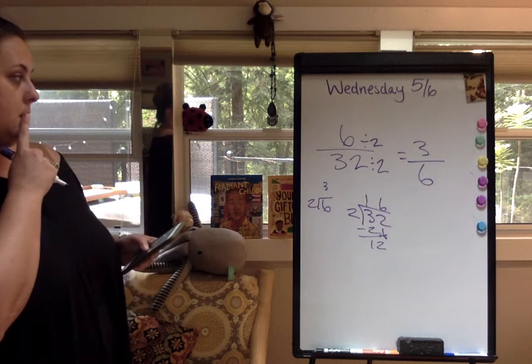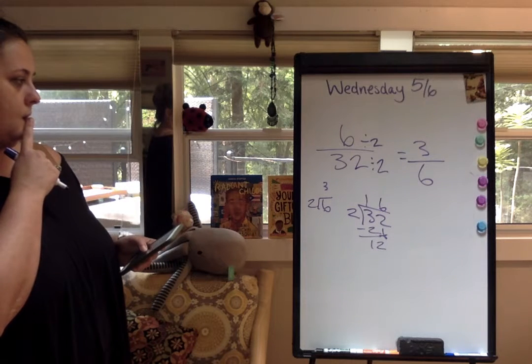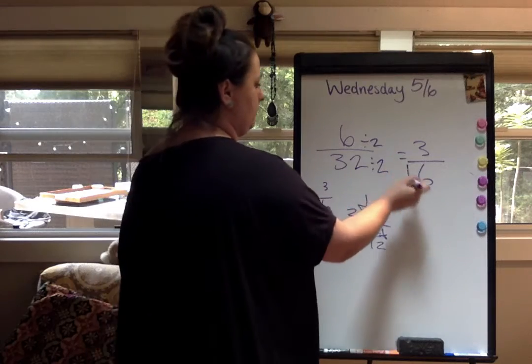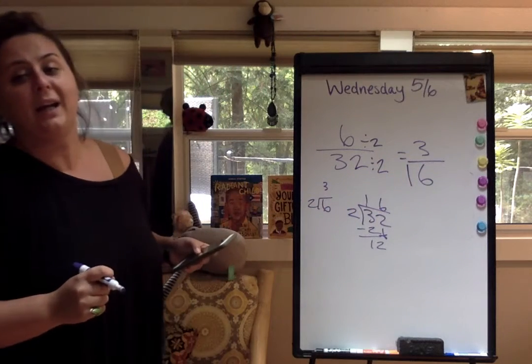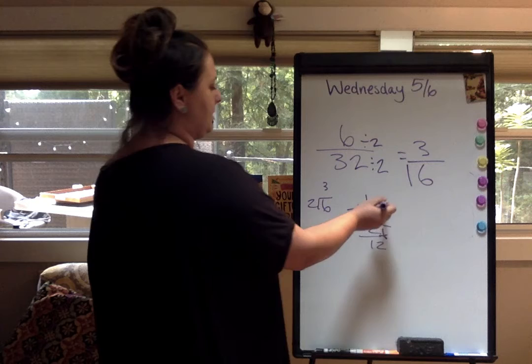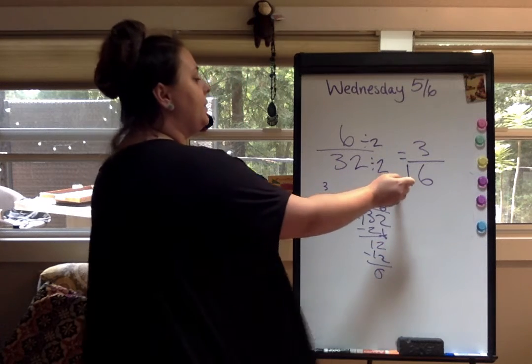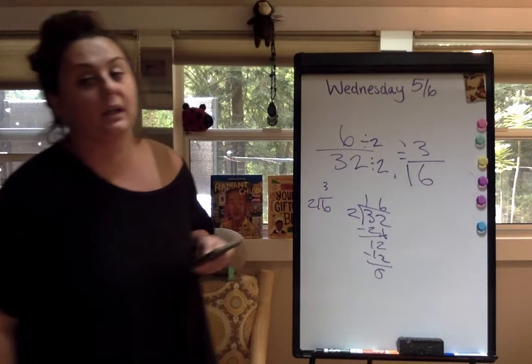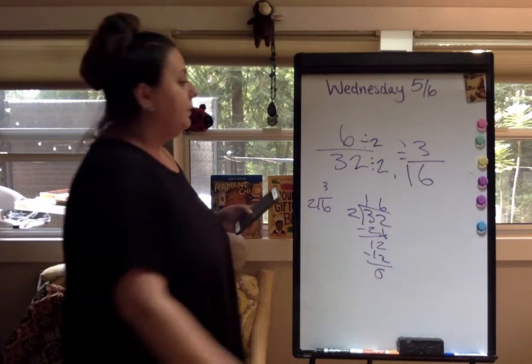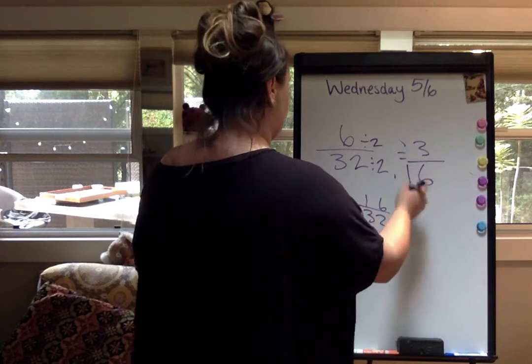Oh no, 16. Sorry. 16 times, not 6 times. Now, is there anything we can get to go into 16 and into 3 evenly? Nope, that's our answer.